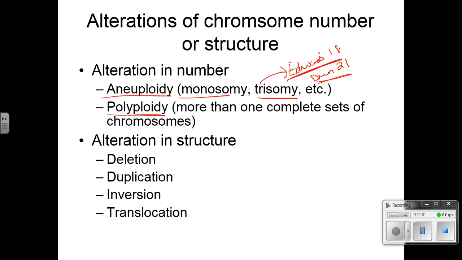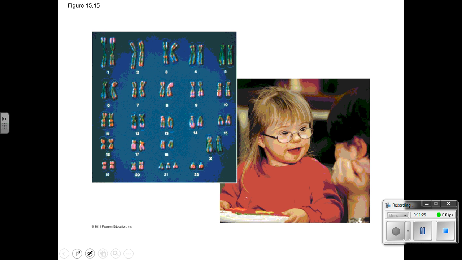Polyploidy is one or more complete sets of chromosomes, and so instead of having 2n, you might have like 4n, or 8n. That's really only going to happen in plants, in which new plant species can actually come about through polyploidy. And then there's alterations in structure, not necessarily number. You can have a deletion of a partial chromosome, duplicating part of a chromosome, inverting, or translocating. So let's look at some of those. And you're going to have to read about this. I think that's part of your chapter reading.